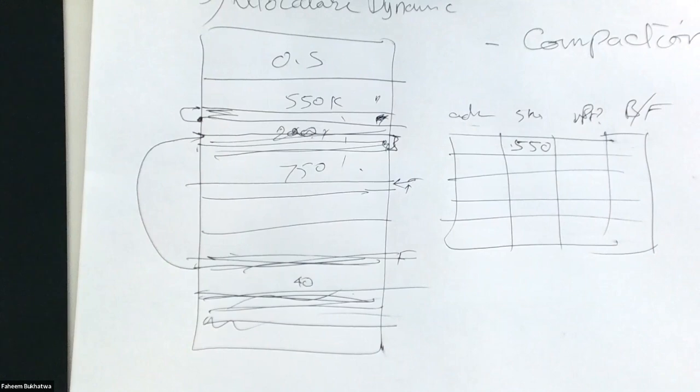Now, when do you think the file manager will say, okay, let me run compaction? I need to run compaction. Any idea? When do you think the compaction process is run? You're out of memory? How do you know you're out of memory? You're not really out of memory. You have a new program that doesn't have enough memory. You don't have enough memory to serve a request.